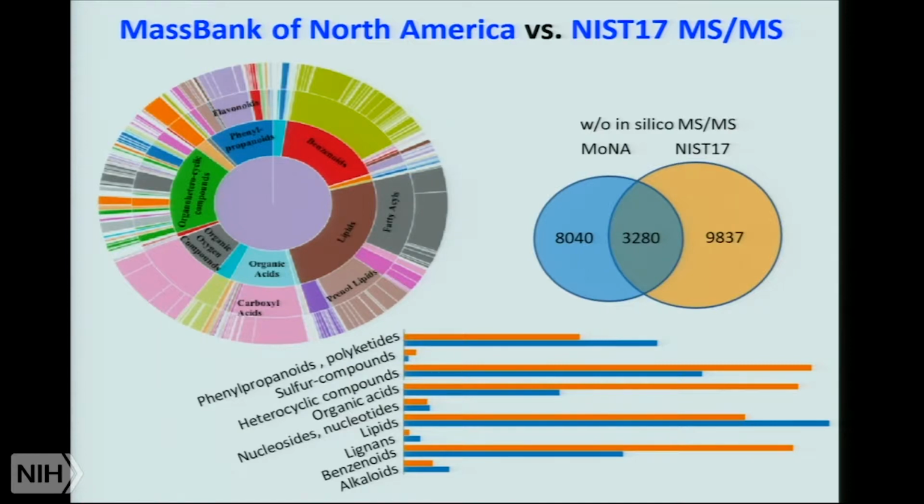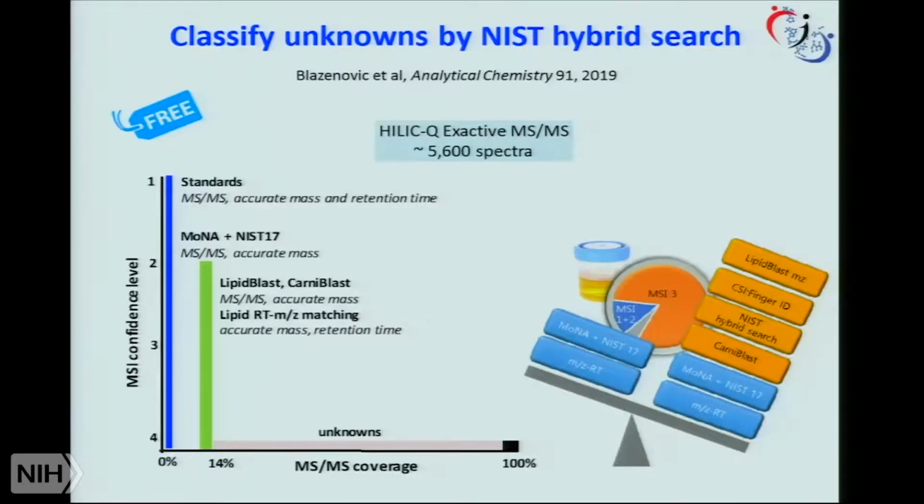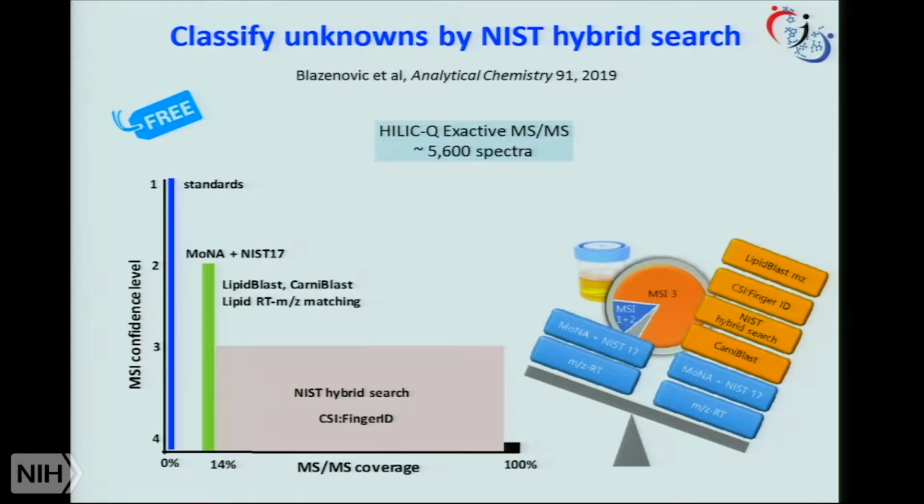So we say that is a concerted effort and we should not disregard any of them. As I said, usually we get a lot of spectra in a profile, but many of them are unknowns, and usually we don't like to talk about those unknowns. So we recently published another paper where we said if we add more informatic tools, including the new NIST hybrid search, but also new databases like Carniblast, we get annotations across the board for every single spectrum, so that at least we know the compound class.